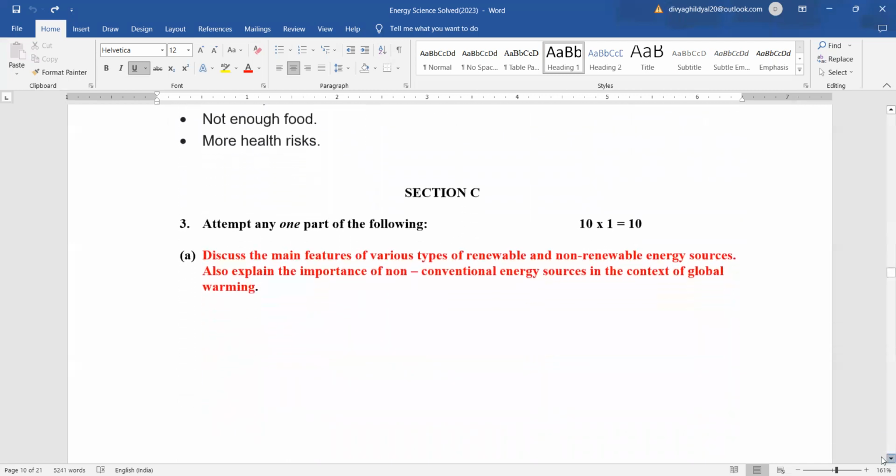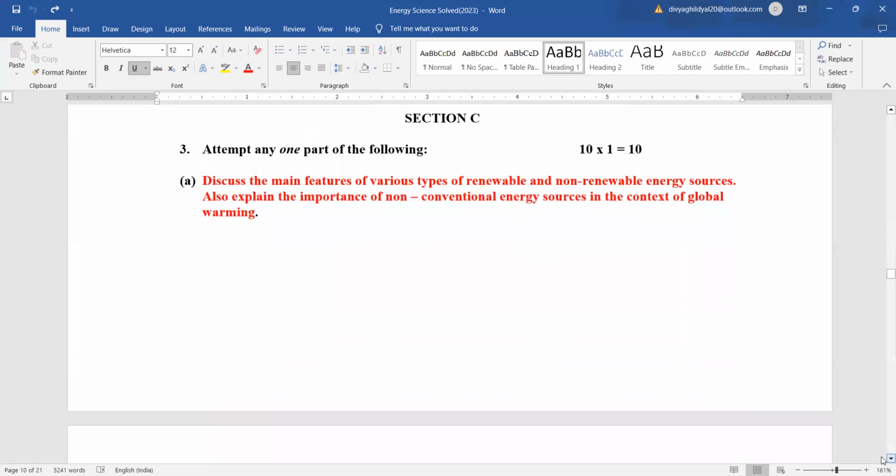Section C, again a 10-mark question. Discuss the main features of various types of renewable and non-renewable energy resources. Explain the importance of non-conventional energy sources in the context of global warming. See, global warming has been asked twice. Right now also I told you global warming, again global warming. The 10 marks will get divided as: 4 marks for the main features of various types, and 6 marks for the importance and the sources in the global context.